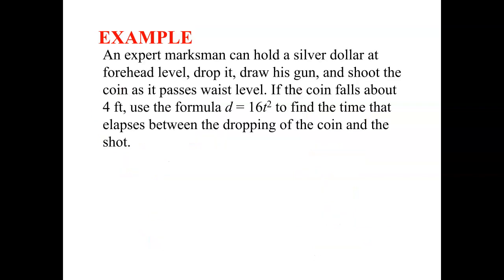Alright. So, quick, easy word problem. We've got an expert marksman holding a silver dollar forehead level. Drop it, draw his gun, shoot it as it passes his waist level. If the coin falls about 4 feet, using that formula, find the time that elapses between the dropping of the coin and when it was shot. Okay? So, where am I going to put this 4 feet into that formula?